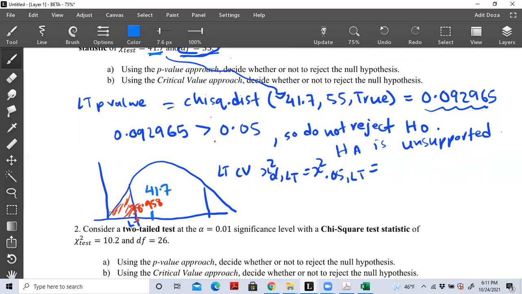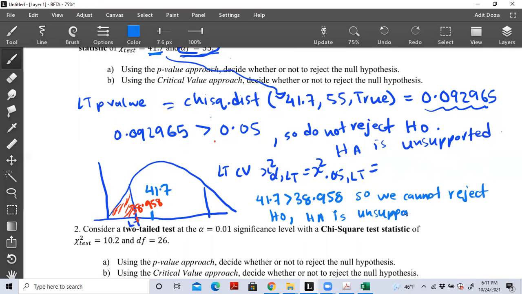So can we reject? No, because it doesn't fall in the rejection region, because 41.7 is greater than 38.958. To reject, it has to be lower than this, right? But because it is not, we cannot reject. So we will get the same conclusion: cannot reject H naught. HA is unsupported.